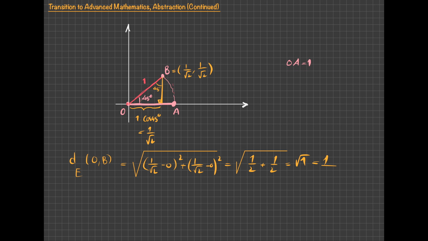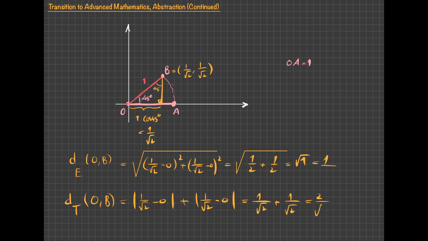But now if I calculate the taxicab distance from O to B, then it becomes the two absolute values, the difference between x coordinates plus the difference between y coordinates. This time it becomes 1 over square root of 2 plus 1 over square root of 2, which is 2 over square root of 2, and that becomes square root of 2. And this means that the length is no longer preserved. Okay, so you see that this is now not according to our intuition.